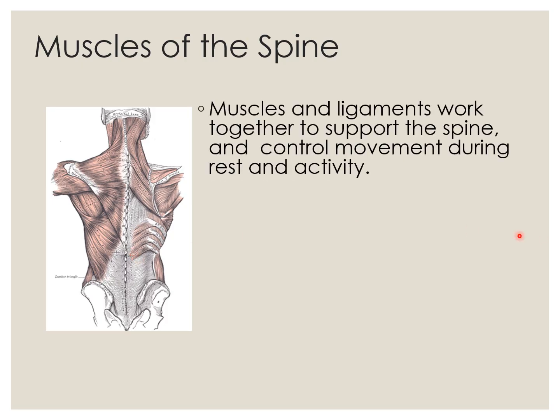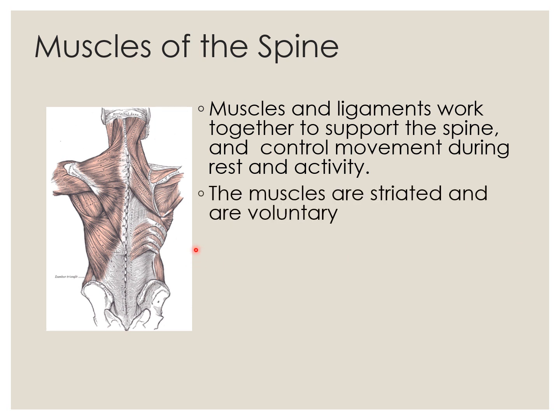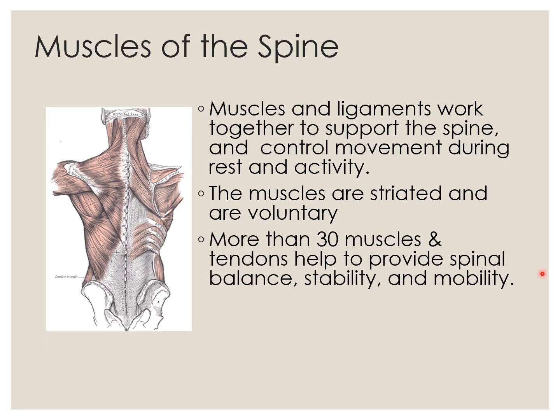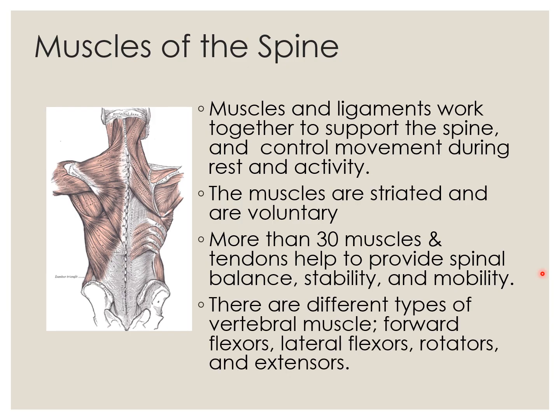So the muscles and the ligaments work together to support the spine, and they control movement when you're resting or when you're active. Now you'll notice muscles are striated, so they look a bit striped, and that's because of the two proteins actin and myosin. So there's more than 30 muscles here, and tendons and ligaments to be able to balance out the spine.